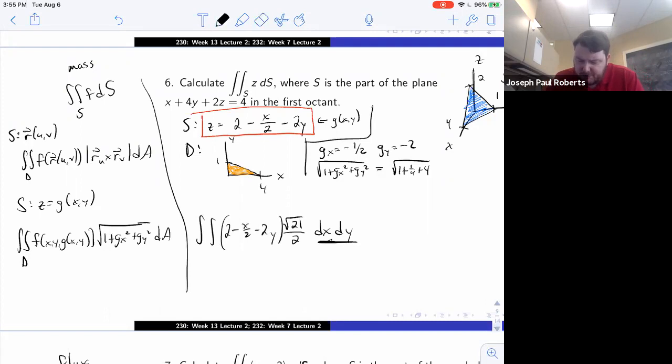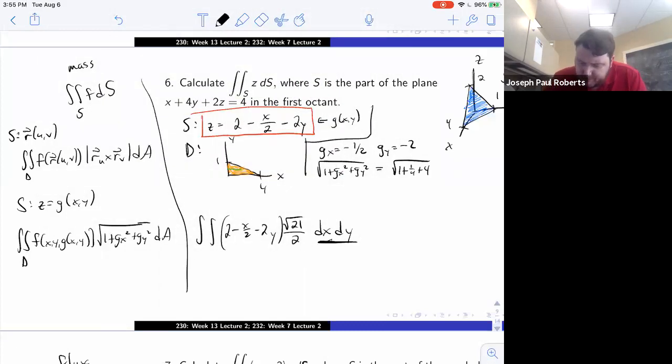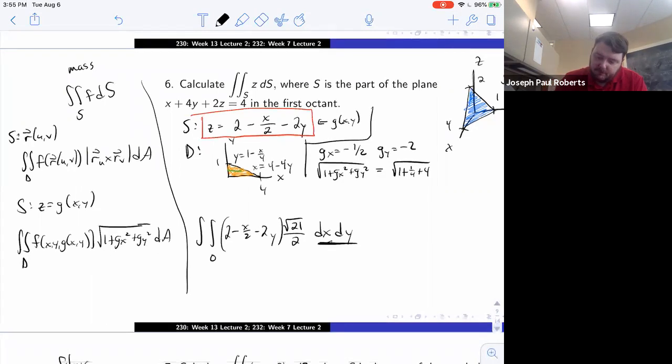And then finally, I chose to do dx dy because I hate fractions. I looked at this and saw that the slope is minus a fourth, which means that I guess y is 1 minus x over 4, which means that x is 4 minus 4y. And then, yeah, y goes from 0 to 1.